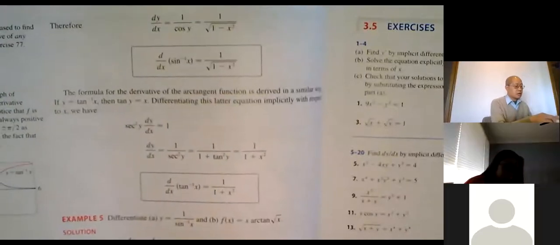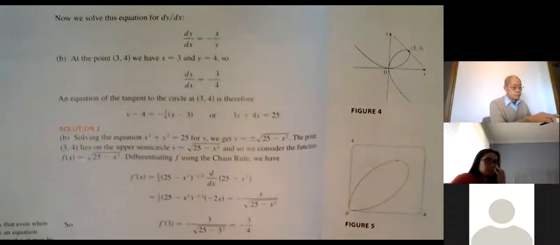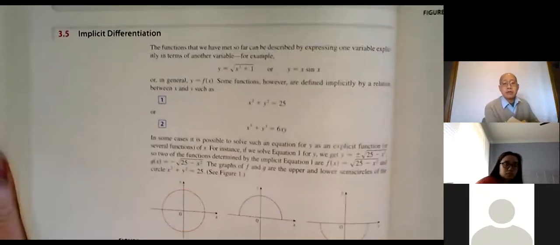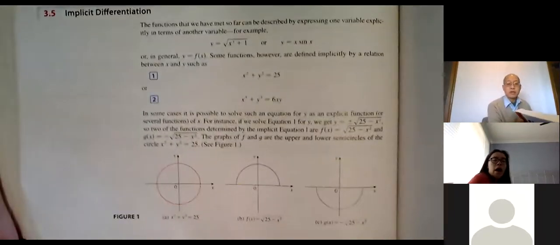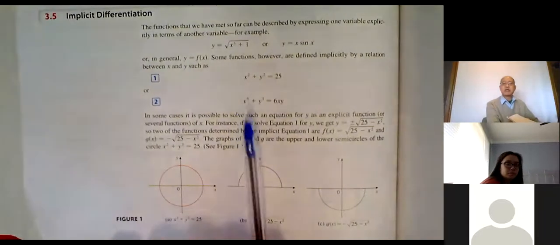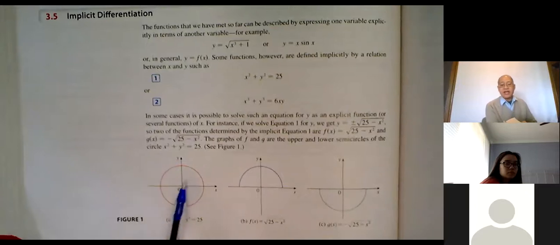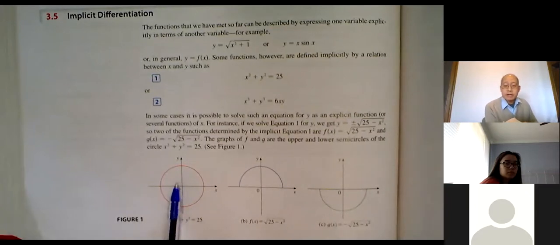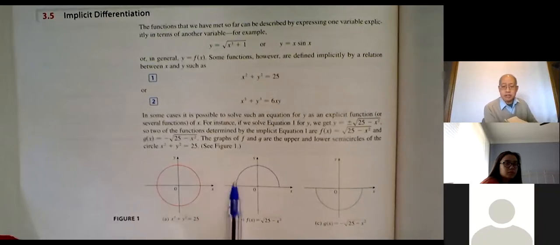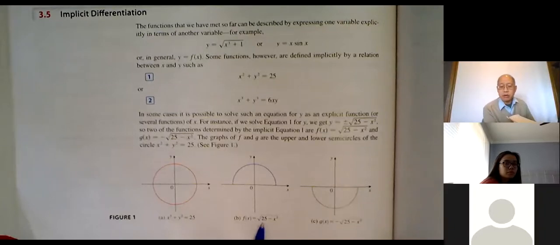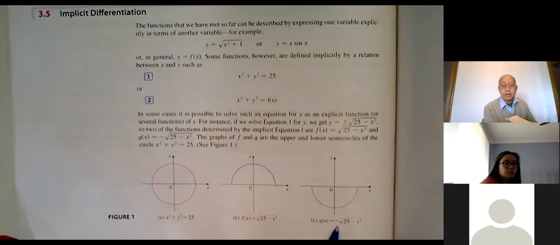Now, something else about implicit differentiation. So far, we've only dealt with functions, but what if you have something that isn't a function? On page 208, let's look at x squared plus y squared equals 25. That's a circle centered at the origin with radius 5. It's not even a function. You could break it up into two functions: f of x equals the square root of 25 minus x squared, and g of x equals negative the square root of 25 minus x squared.